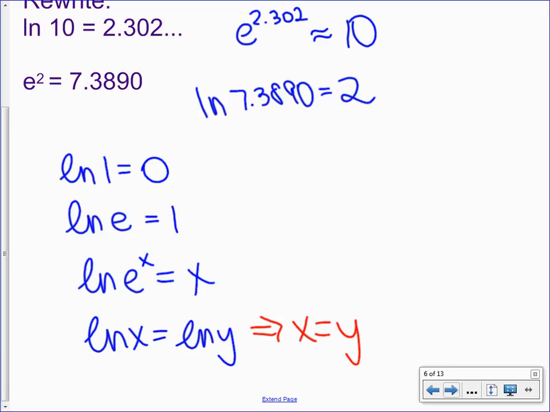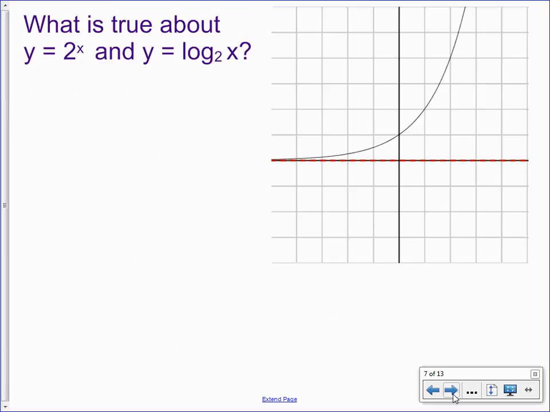Now, what I want to focus on right now are graphs of logarithms. I have confidence that you guys can rewrite logarithms and evaluate them, so I want to take a little time and focus on the graphs of logarithms. First of all, I want to know what the relationship is between y equals 2 to the x and y equals log base 2 of x. What's the relationship?